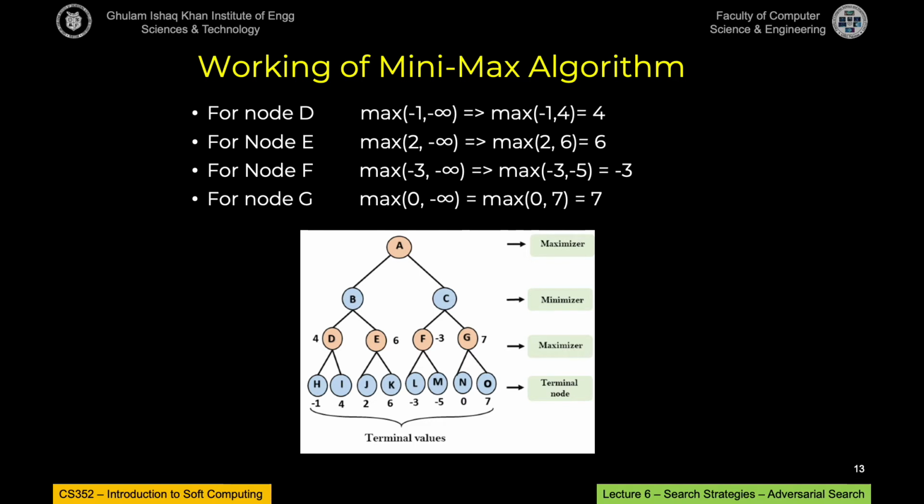Similarly for node F, if you compare -∞ and -3, the answer is -3. Then you compare -3 with the value of node M, which is -5. Between -3 and -5, the higher value is -3, you select -3. Similarly for node G, we compare -∞ with 0, the answer is 0 as the higher value, and then we compare 0 with 7, and the higher value is 7. So for node G, the answer is 7.